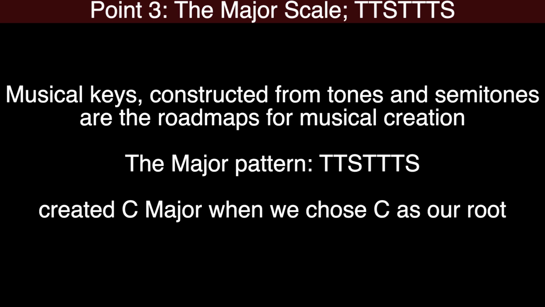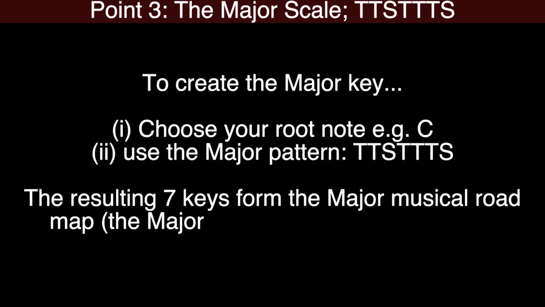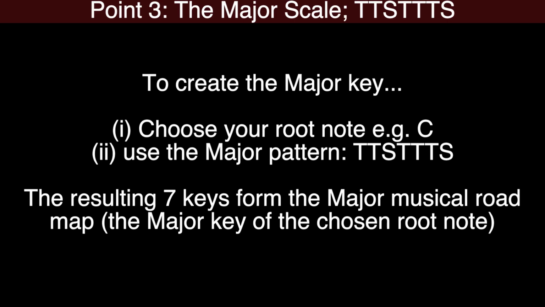Musical keys constructed from patterns of tones and semitones are the roadmaps for musical creation. The pattern we just discovered, tone, tone, semi, tone, tone, tone, semi, created the key of C major when we chose C as our root note. The major key of any of the 7 musical notes is created by starting on our chosen note and following the movement pattern of tone, tone, semi, tone, tone, tone, semi across the keys on the piano. The collection of 7 piano keys created forms the major musical roadmap.